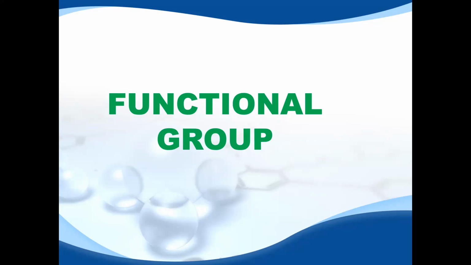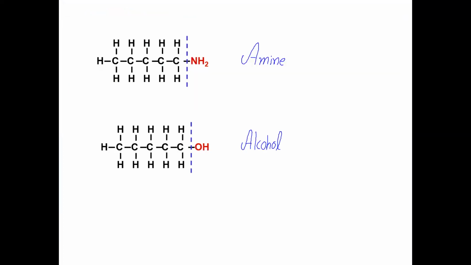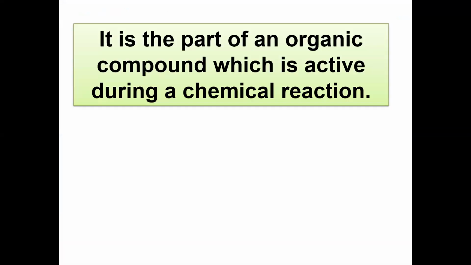The word functional means it is the part of an organic compound which is active during a chemical reaction. Organic compounds are very strange. The whole organic compound is never active in a chemical reaction. A part of an organic compound is active, and that part is called the functional group. So first write down the definition.